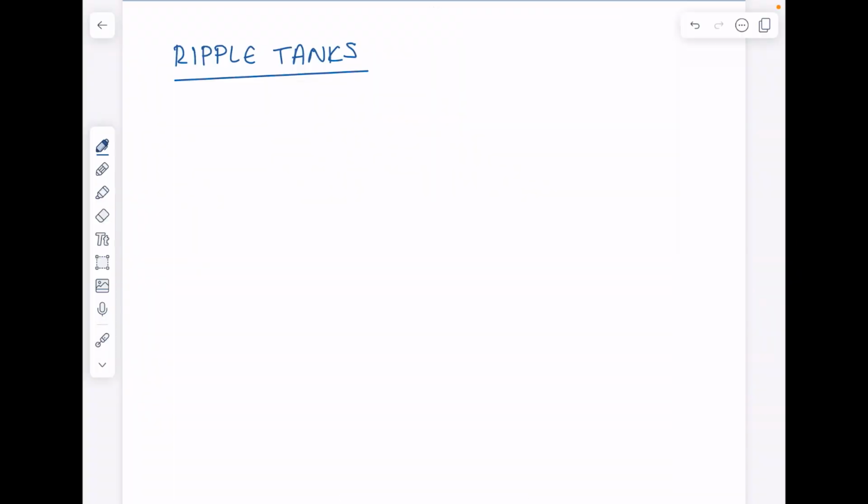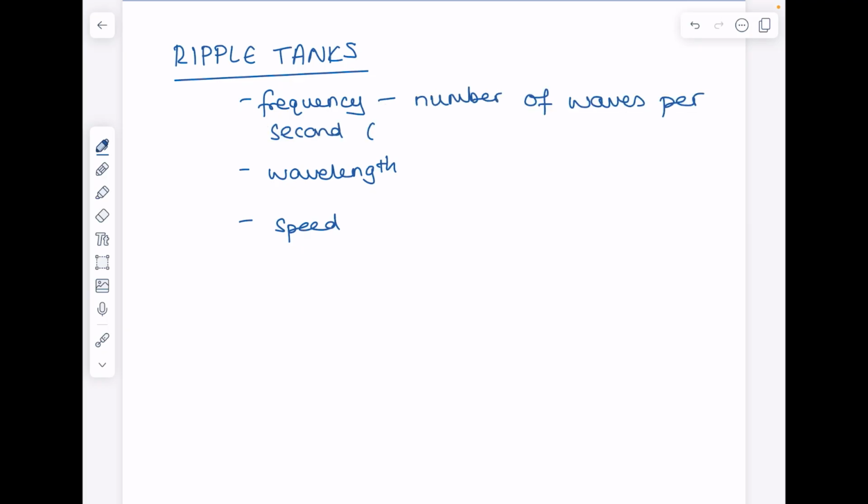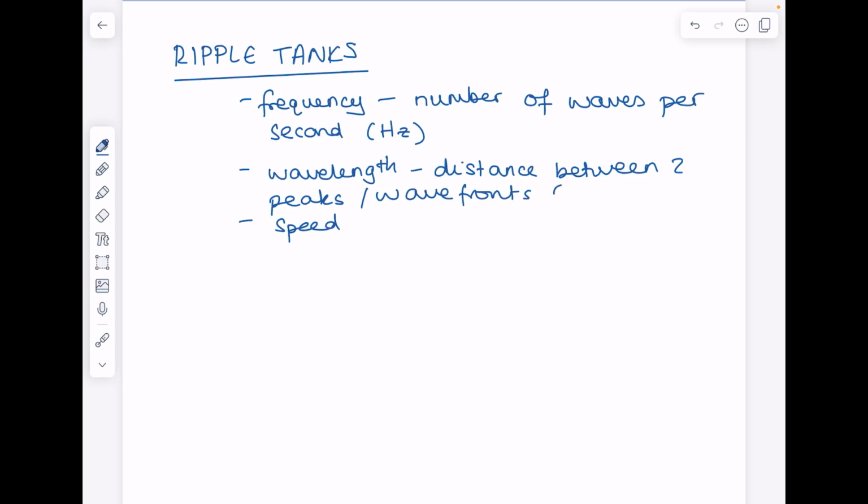Now this required practical is all about using a ripple tank in order to measure the frequency, wavelength, and speed of waves. So remember that frequency is the number of waves per second, and it's measured in hertz. The wavelength is the distance between 2 peaks or 2 wavefronts. It's measured in meters. And the speed, obviously how quickly the wave's travelling, is measured in meters per second.